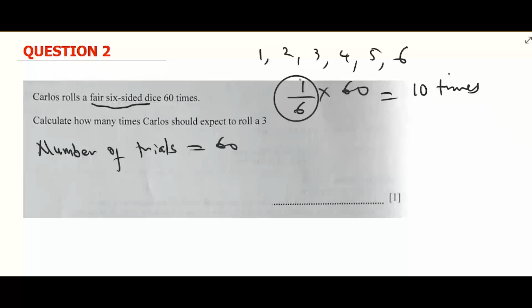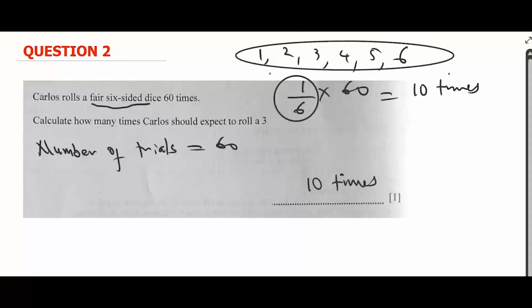Okay, so it's because they all have an equal chance of being shown or displayed. So the answer here will be 10 times. If you want to get it, just say 1/6 if you have a 6-sided dice. It will be 1/6 for any number to show up, then multiply by the number of trials.